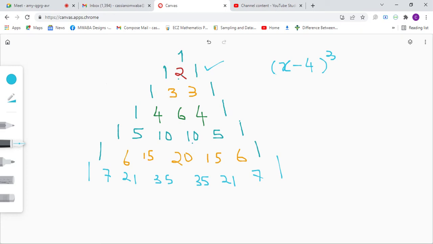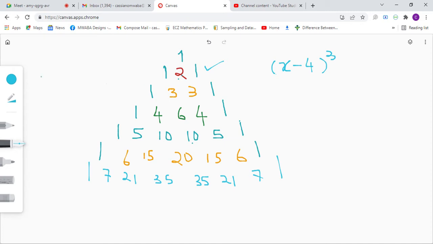All right, so we want to use Pascal's triangle to expand such expressions. So we've got an example, x minus 4 to the power 3. We want to expand this. You can use the other method where you write three brackets, x minus 4 times x minus 4 times x minus 4, and you can expand. Or you can use Pascal's triangle.